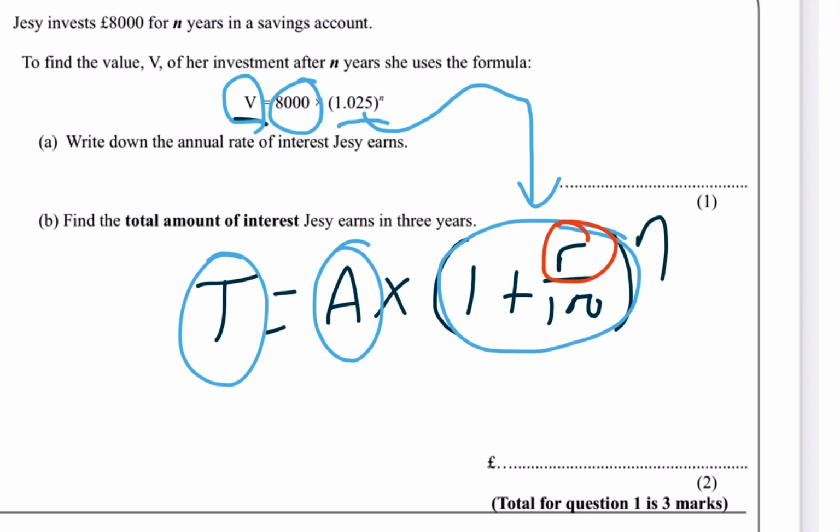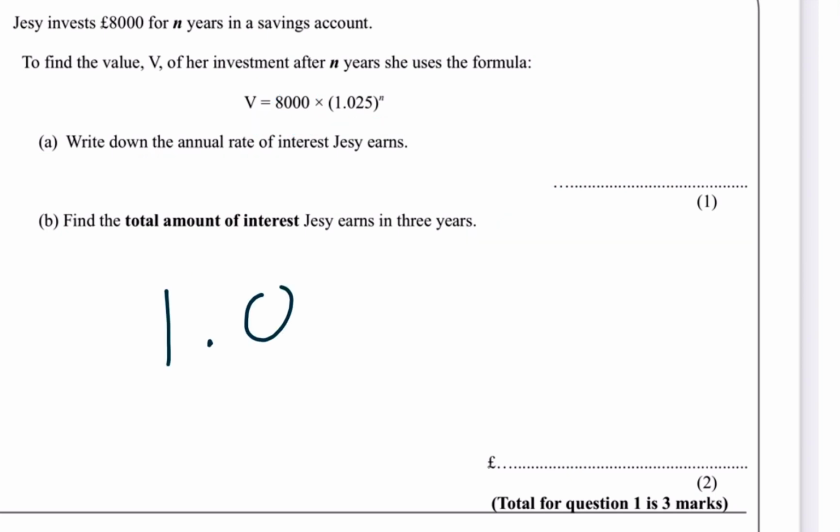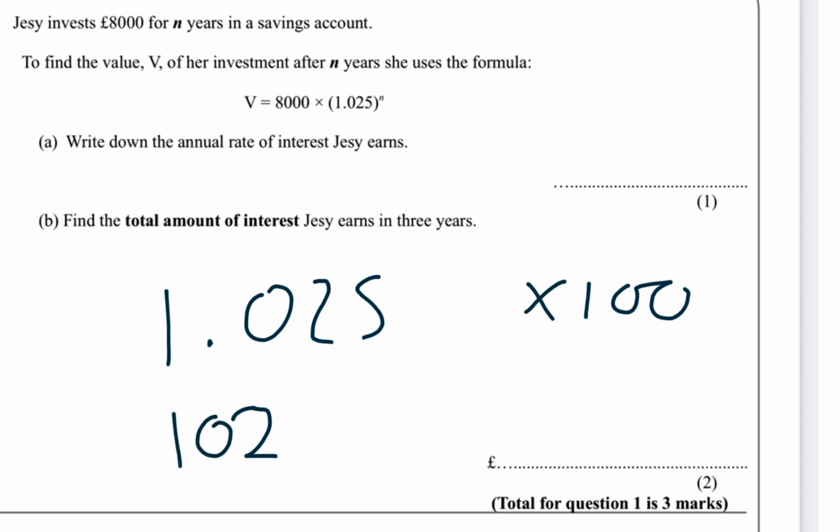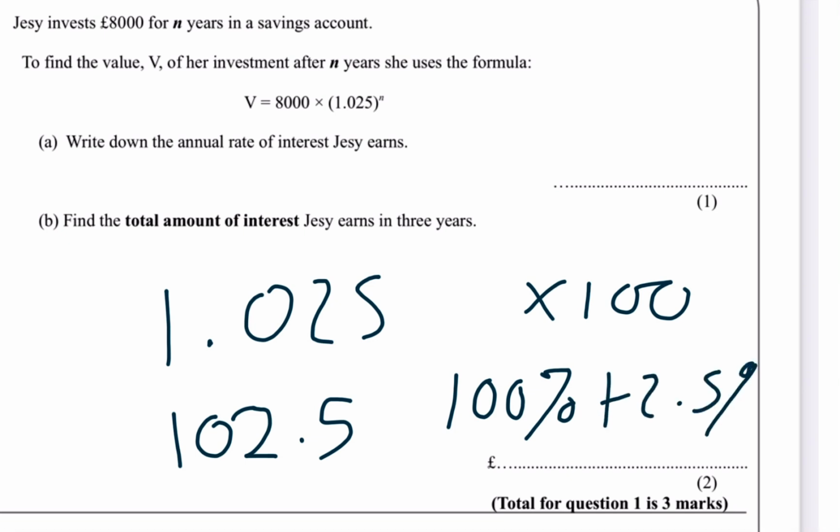So what was the rule that we said? Because that's the first question. Write down the annual rate of interest. Okay, that's the value of R. So let's take this 1.025 that they've got. 1.025, we times it by 100, which then gives us 102.5, which is made up of basically 100% plus 2.5%. So yeah, you've guessed it right. It is the number after the 100. That's the increase. So therefore, the rate is 2.5%.